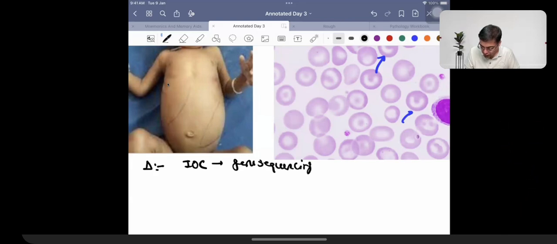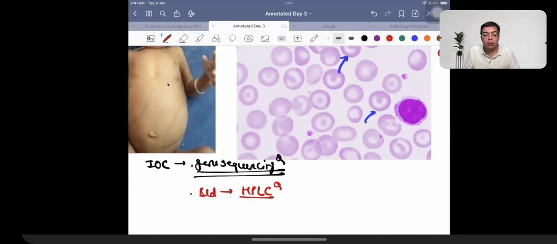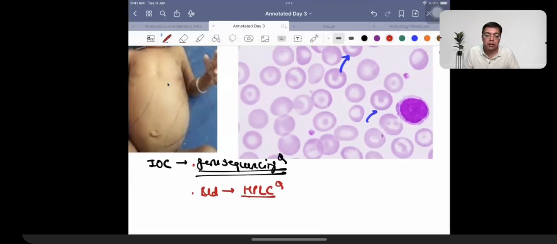Gene sequencing. The second thing which can be done for these patients is to take their blood sample and go in for something like HPLC. Now, what is the problem with HPLC? The problem in case of HPLC is the fact that a lot of these patients are going to be requiring blood transfusion.